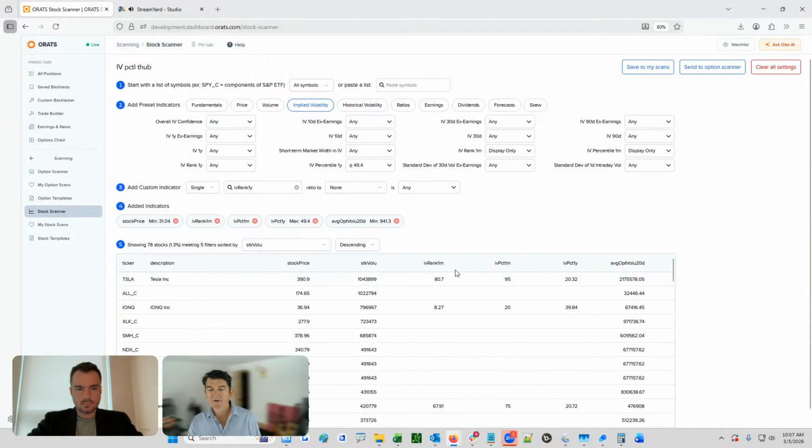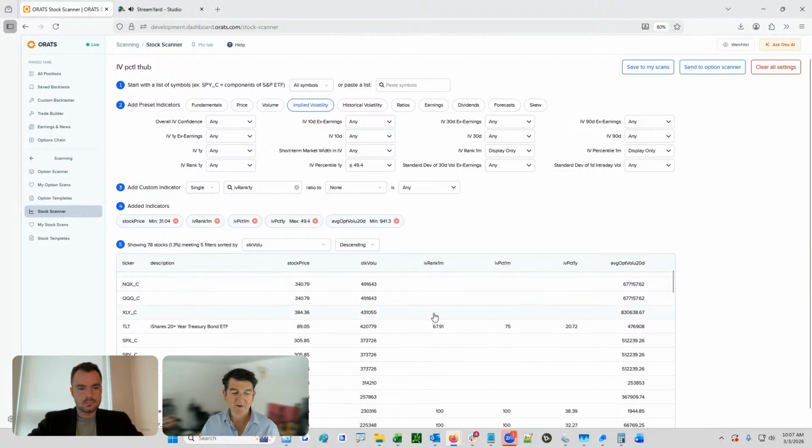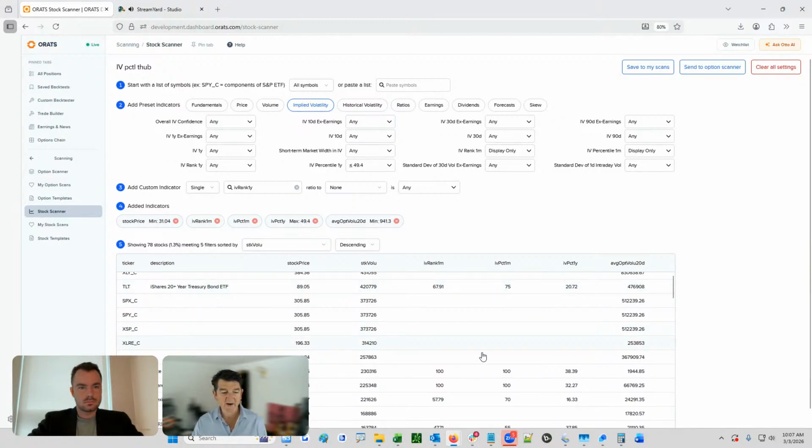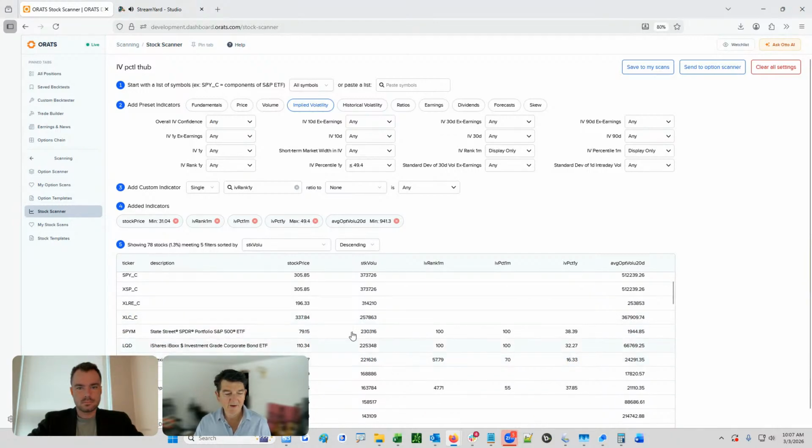So Tesla has an IV percentile 1 year of only the 20th percentile. So that's interesting. And here's another electric car, TLT is not very high. So this is kind of an interesting list that we're pulling together here.